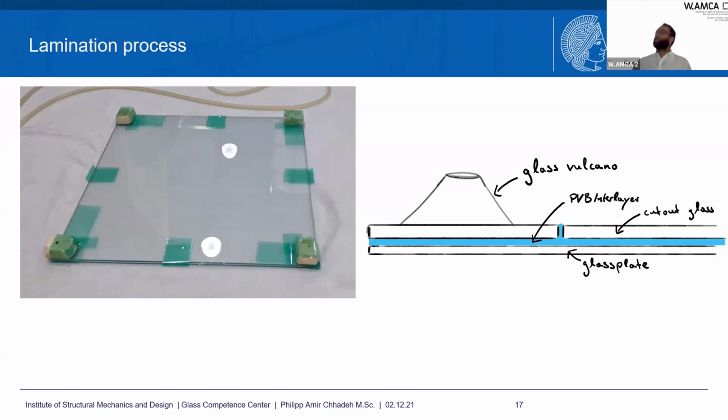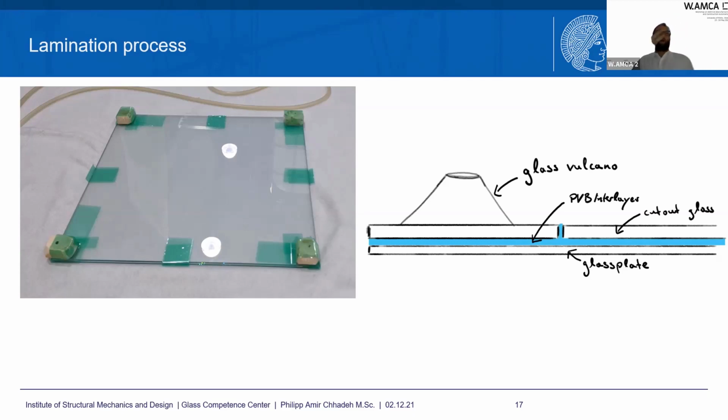And then afterwards, you put it in a chamber. You heat it up, and in this closed chamber, you also add pressure on top. And with this, the PVB then is glued to all sides, so to the glass cone and to the other two glass planes.